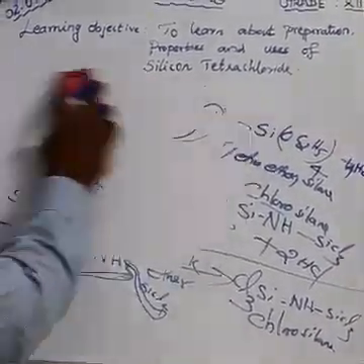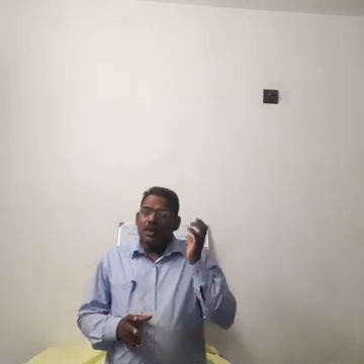Our next learning objectives: to learn about the preparation, properties, types and uses of silicones. The silicones are polysiloxanes, or organosilicone polymers. They have the general formula R2SiO. Their empirical formula is similar to ketone, that is R2CO.